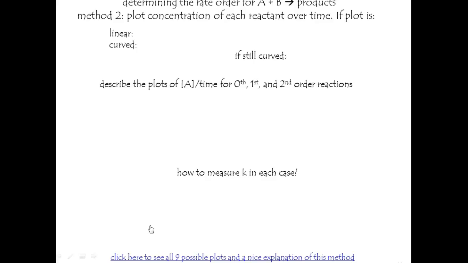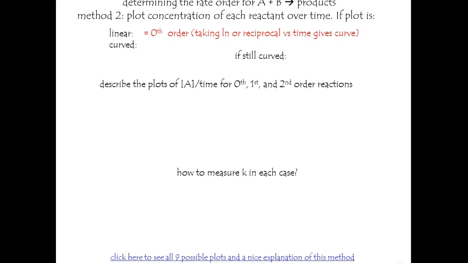So let's summarize what they just said. If you're plotting concentration versus time for a given reactant and the plot is linear, well, you're done. It's a zeroth order reaction. The concentration of that reactant makes no difference at all. If it's curved, well, you don't know. It could be first order, it could be second order.